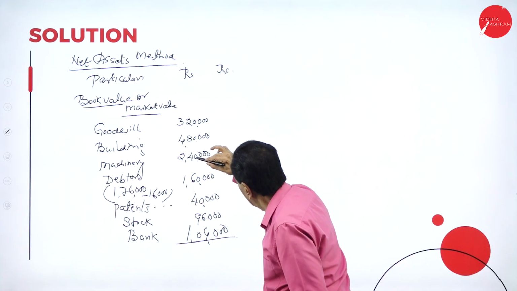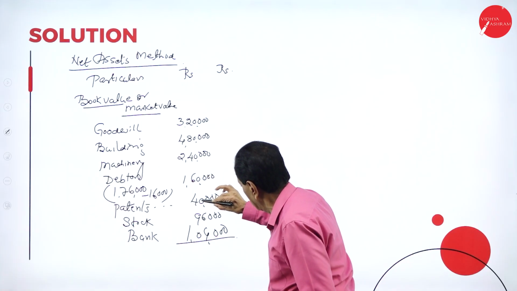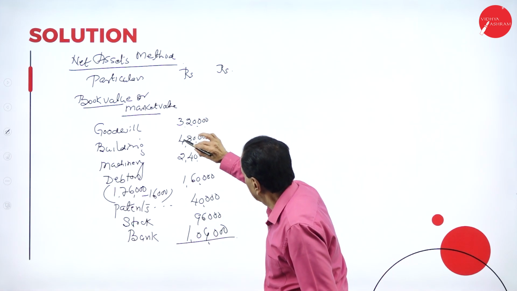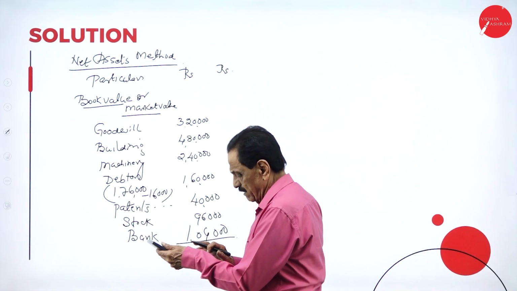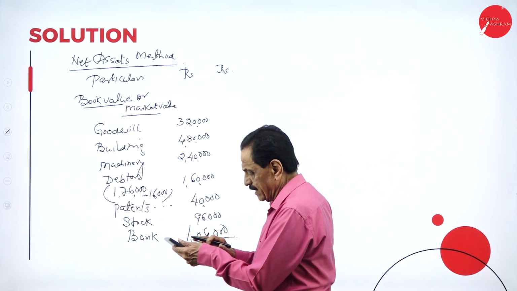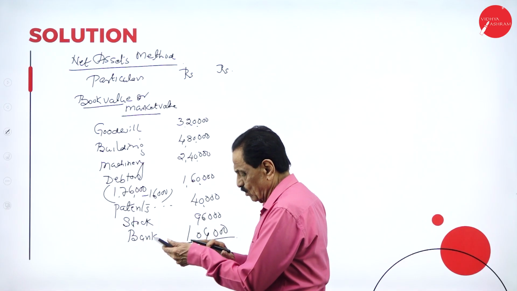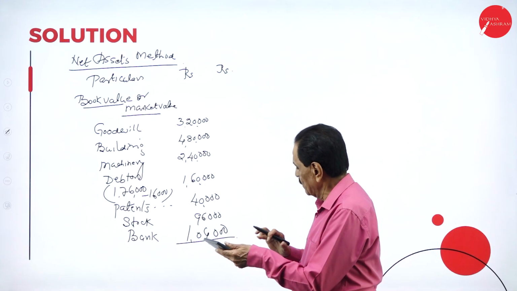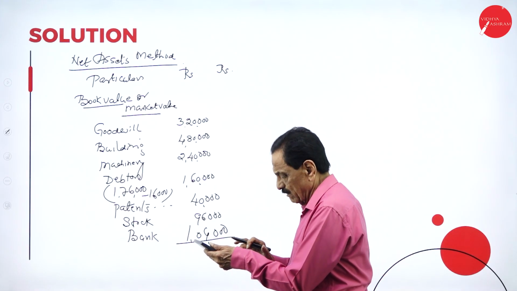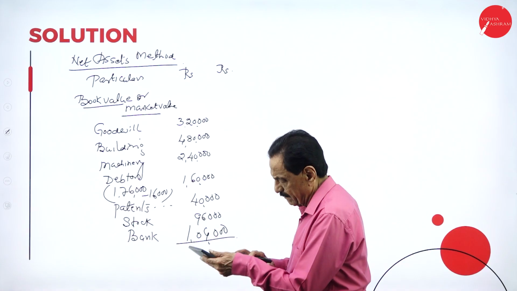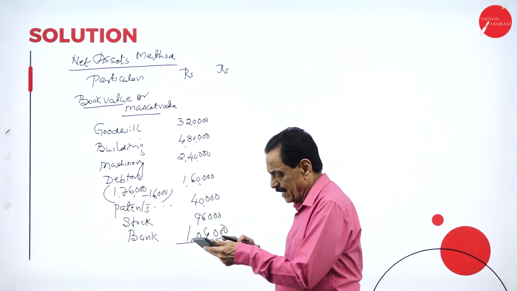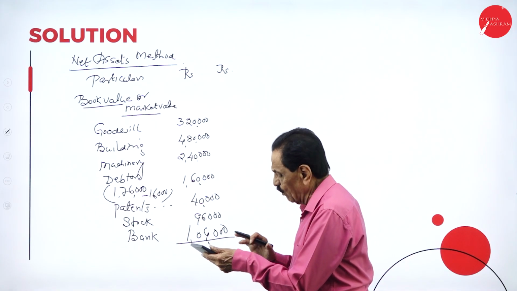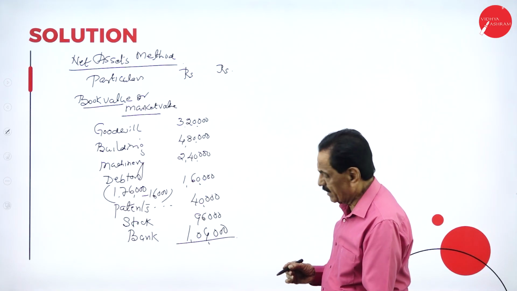Add: 3,20,000 plus 4,80,000 plus 2,40,000 plus 1,60,000 plus 40,000 plus 96,000 plus 1,04,000. The total assets are 14,40,000.